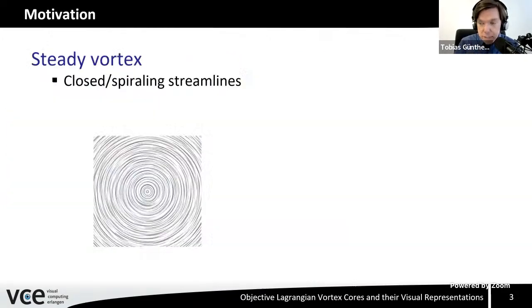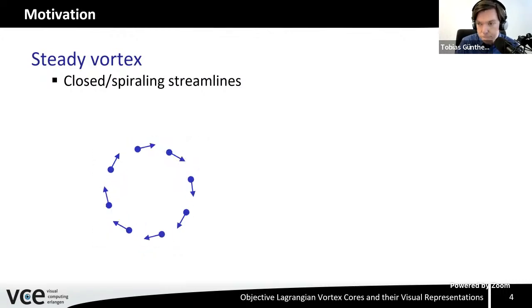Now, in the simplest setting, when the vortex is not moving, we have a pretty clear understanding of what a vortex should look like. We expect a critical point in the middle and closed streamlines around it. That means particles are traveling very nicely on circular paths around.